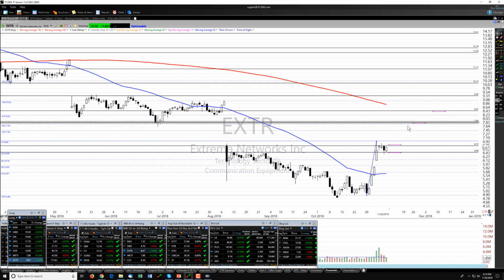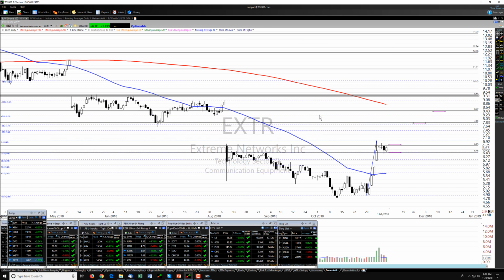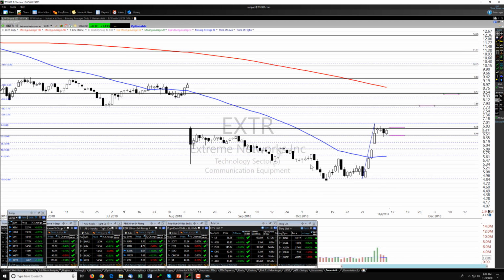Yeah, that one matches fairly tightly there. So that would be a pretty good target. You're going to have a couple different groups of traders looking at that level. The ones that picked out the resistance up here, and the ones who are watching that fib line. So Extreme is one you can add to your list.